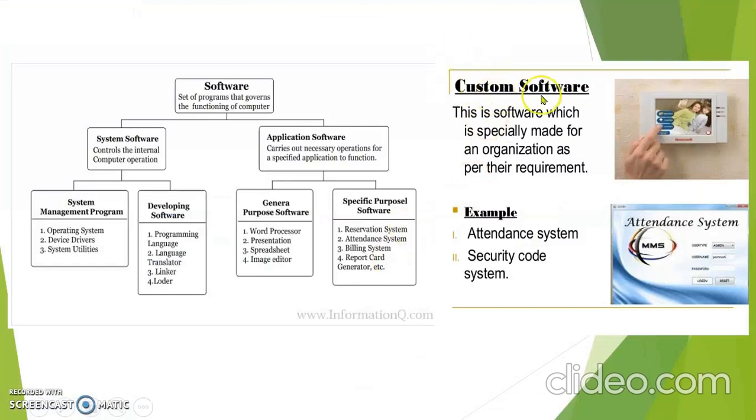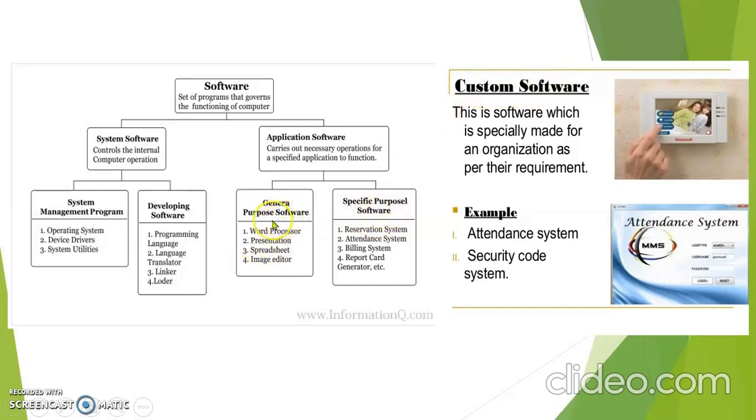Now talk about custom software. Before that, we talk about application software. Application software carries out necessary operations for a specified application or function. So application software is basically divided into general purpose software and specific purpose software. But here we talk about custom software also.